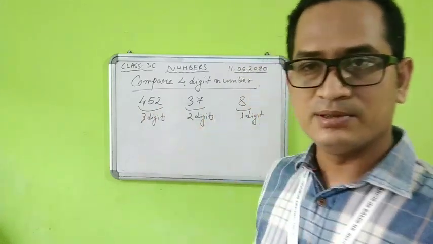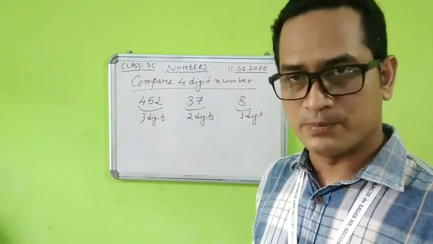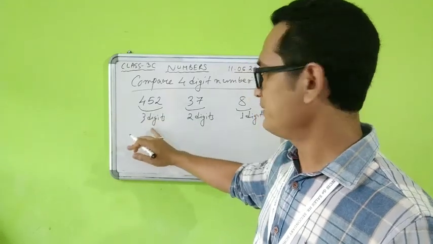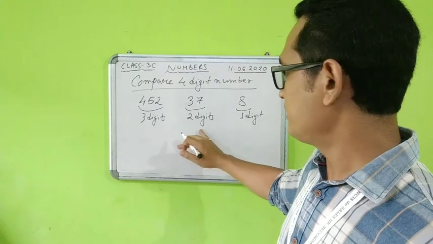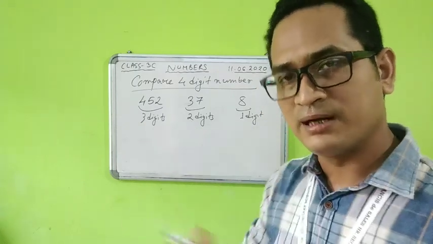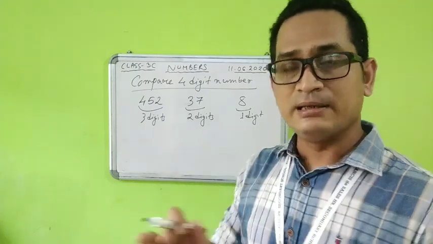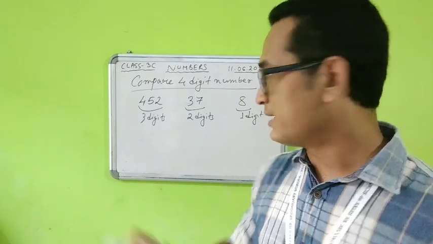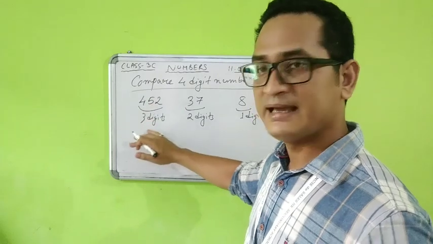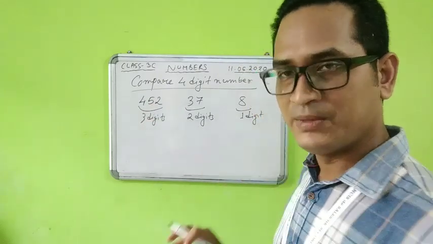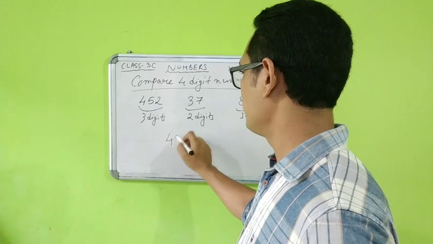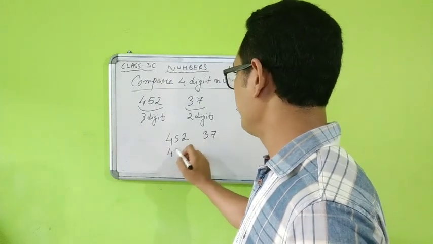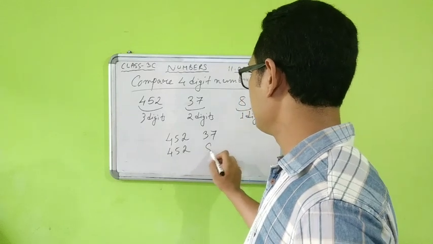Now students, see how the rule has to be used: in which of these three numbers is the number of digits more? The number with more digits is this number, 452, because it has 3 digits. The second number has only 2 digits, and the last one has only 1 digit. So it is said that if the number of digits is more, that number will always be greater. That means 452 has the highest number of digits out of these three. So 452 is greater than 37, and 452 is greater than 8 also.